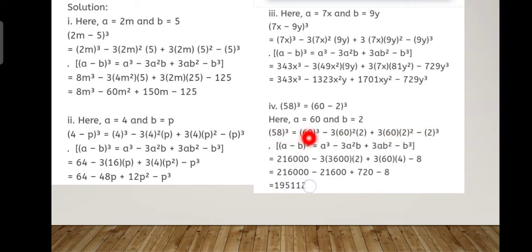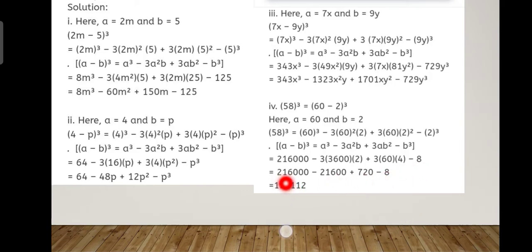So we have 60 ka cube, 6 6s are 36, 36 6s are 216 and thrice 0, so 216000, minus 3 will remain as it is, 60 ka square is 3600 into 2, plus 3 into 60 as it is, 2 ka square is 4 and 2 ka cube is 8. So 216000 minus 3 into 2 is 6, 6 into 3600 is 21600, plus 3 into 6 is 18, so 180, 180 multiplied by 4 is 720, minus 8.